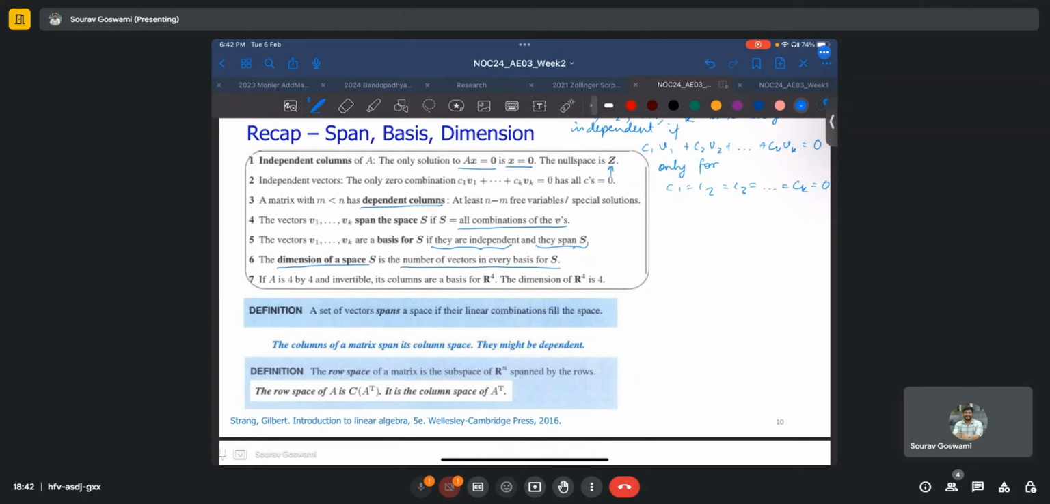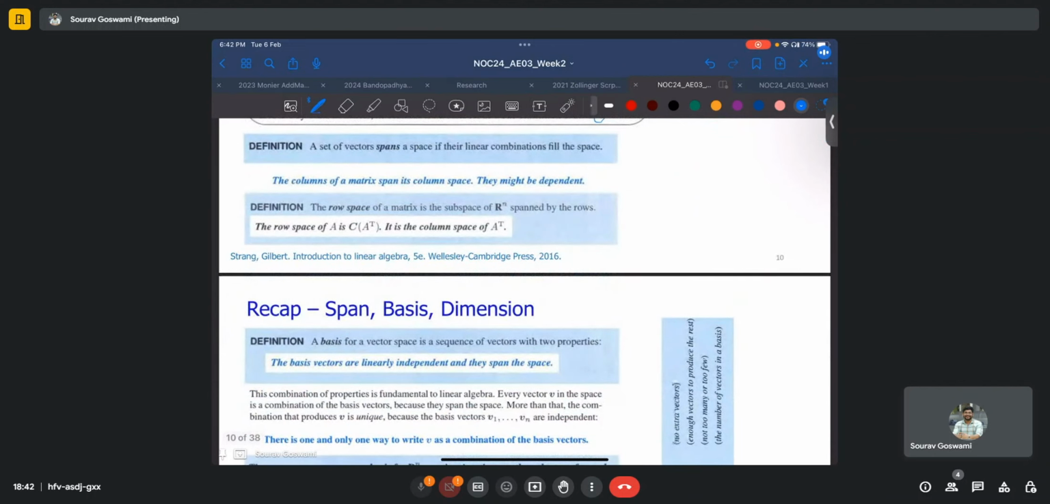If A is 4 by 4 and invertible, then its columns are a basis for R4, and the dimension of R4 is 4 again, since the number of elements in the basis is 4, which is actually the 4 independent columns.